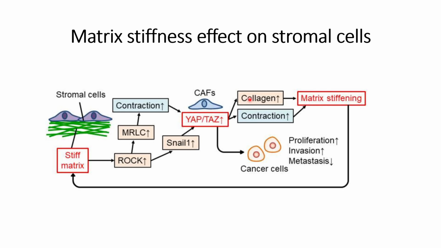More collagen will be formed, and it will undergo more contractions. And this collagen and these contractions will again lead to further matrix stiffening. So this acts as a positive feedback loop that will cause further stiffness of the matrix, and that will lead to further upregulation of YAP-TAZ.